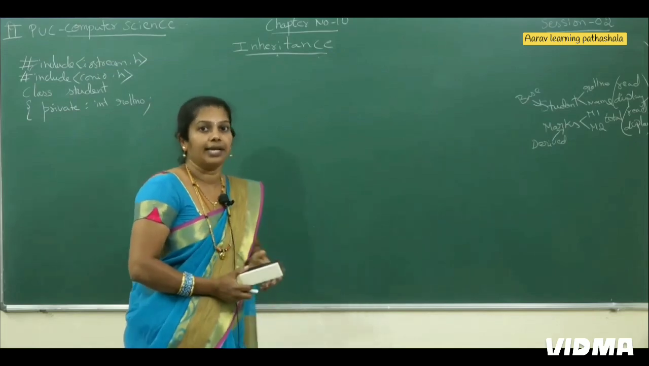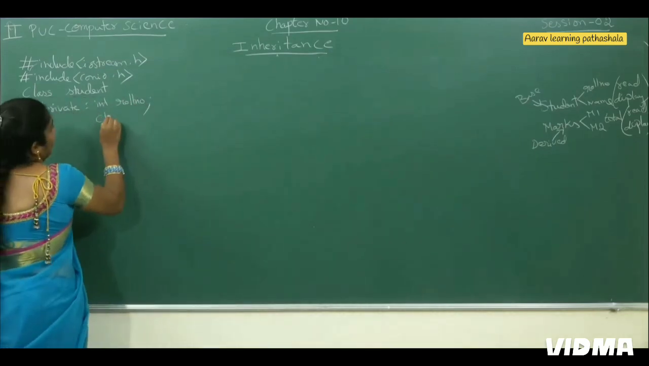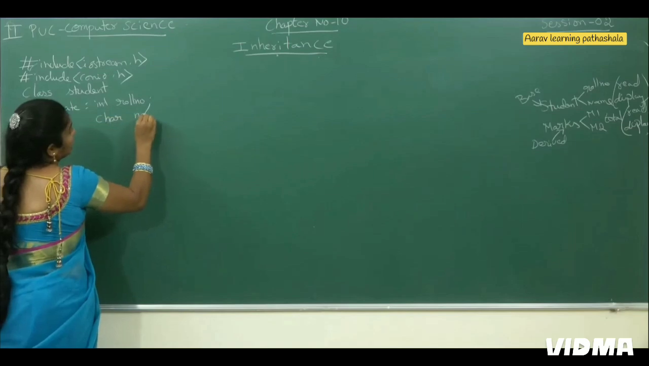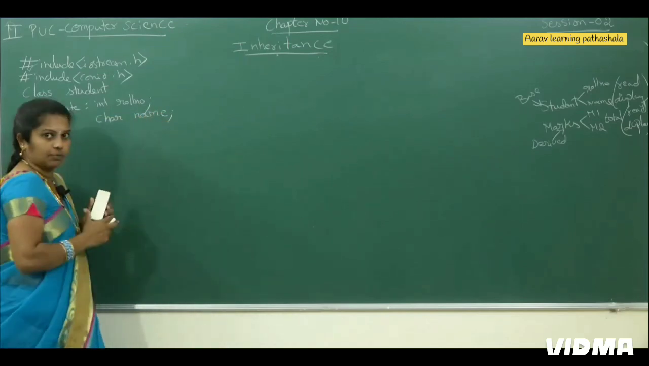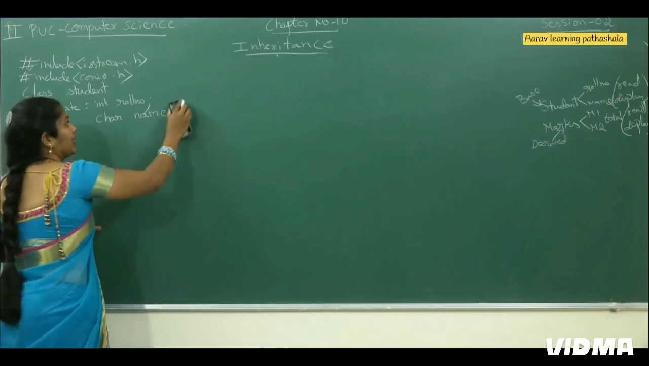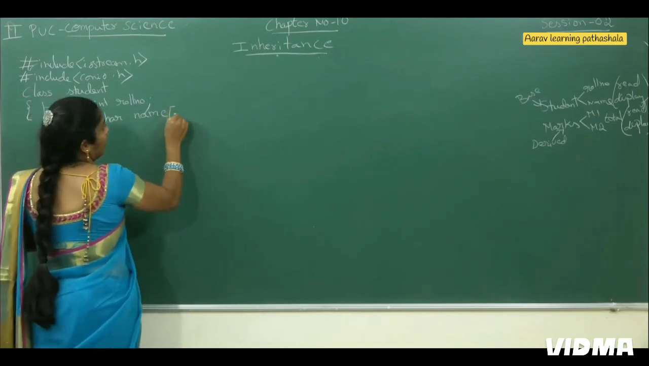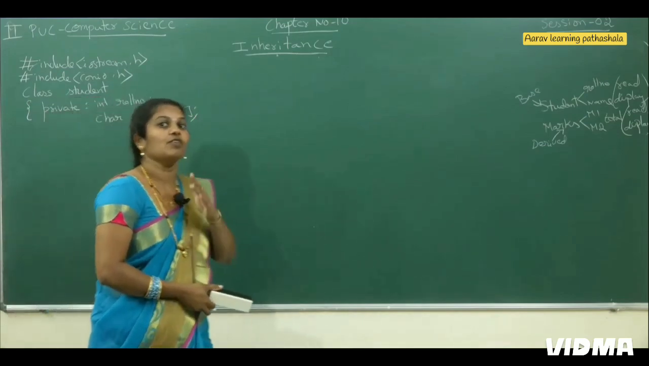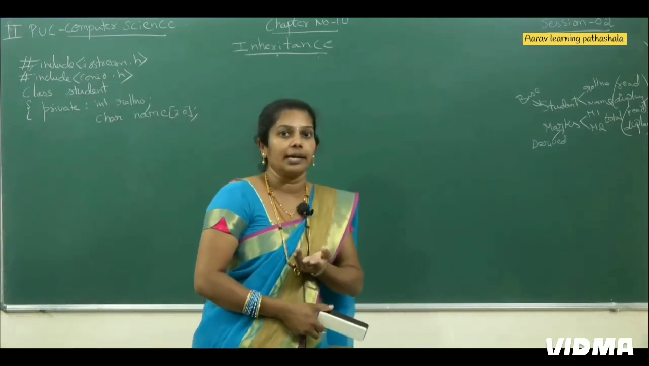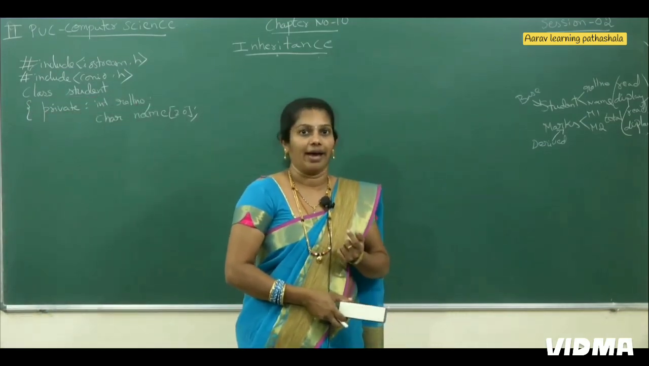Then what I have to do? I have to take it in character format. Name. If I am going to write only this much, semicolon, then only one character it will take. That's why inside the bracket I am to write around 20 characters. Whereas name is in the format of string format. What do you mean by string? String is nothing but collection of characters.